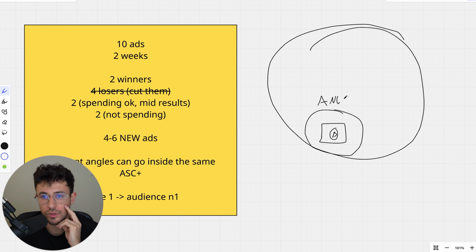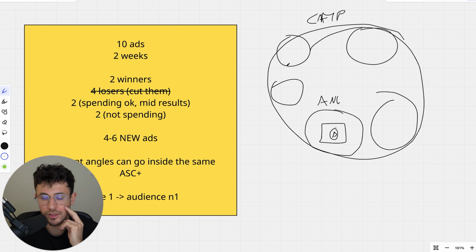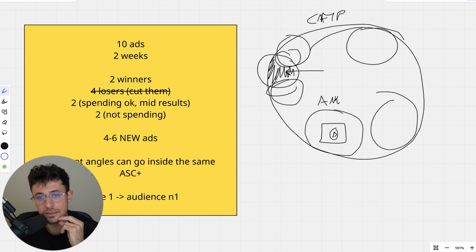Now, this is the audience inside the Advantage Shopping Plus campaign, right? So what you want to do, you want to have many angles, so you're going to target more people inside. There will be some overlaps, but that's not a problem, because you are still targeting something new. Okay, there is an overlap here, that's okay, because you're targeting something new. And this is basically how you expand your targeting and you keep a high return on ad spend.